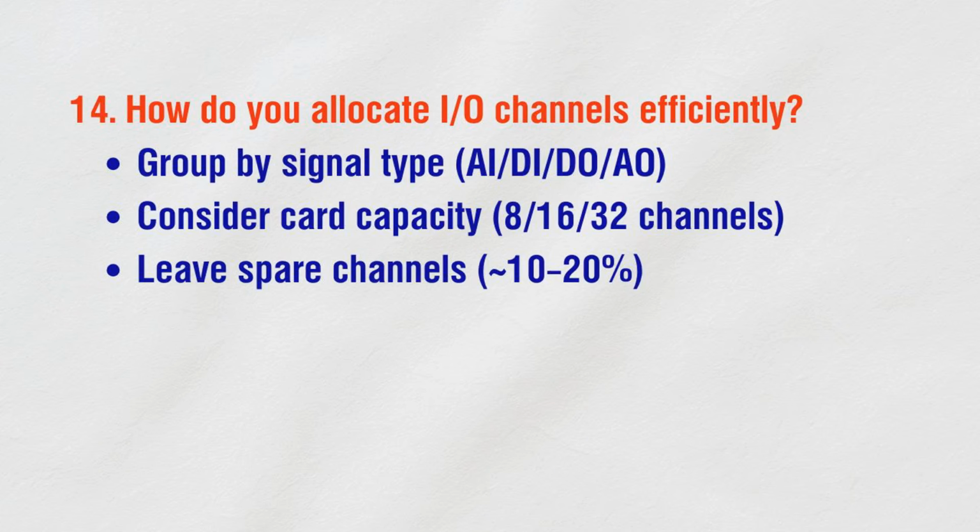How do you allocate I/O channels efficiently? Group by signal type, AI, DI, DO, AO. Consider card capacity, 8, 16, 32 channels. Leave spare channels, approximately 10 to 20%.